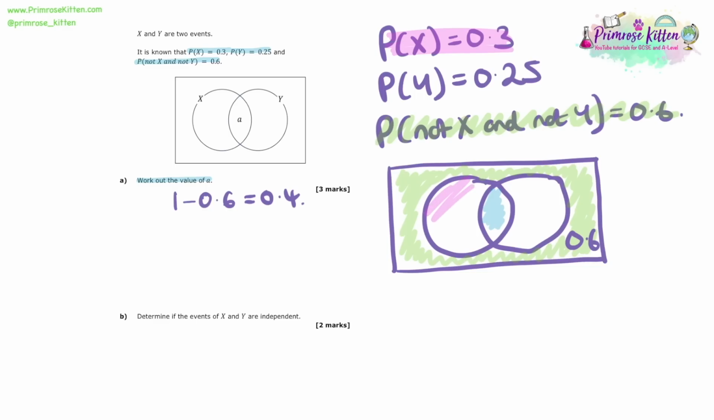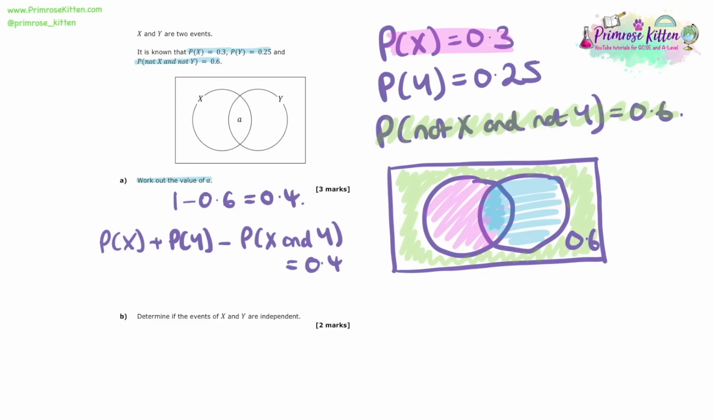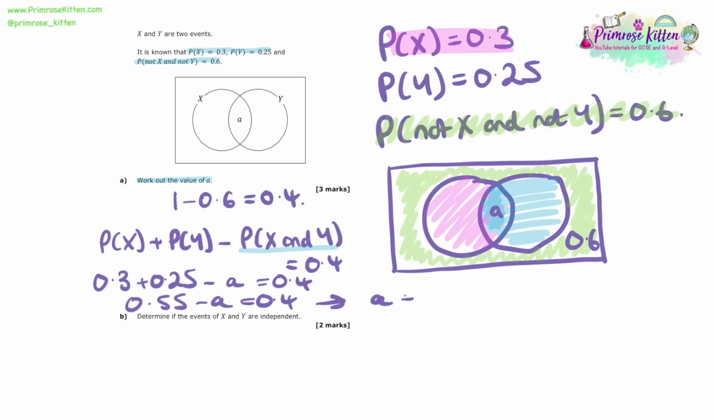Now if we think of the rest of the information that we have, the probability of x is 0.3. Now we also know the probability of y is 0.25. Notice when I shaded both of these, they overlapped. And for that reason, taking the probability of x and adding the probability of y isn't going to equal the probability of x or y. We have to subtract that overlapping region to get that, because as you can see, they're sort of covering each other twice. So we can say that the probability of x plus the probability of y minus that overlapping region will equal the probability of x or y, so that 0.4. So if we substitute these numbers in, we get 0.3 plus 0.25 minus a equals 0.4. Now that gives us 0.55 minus a equals 0.4, and therefore we get that a equals 0.15. And that is the probability of A.